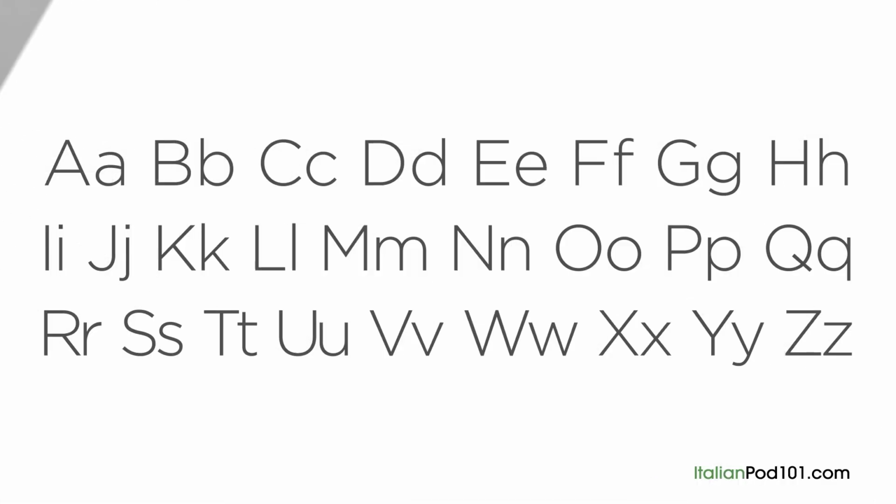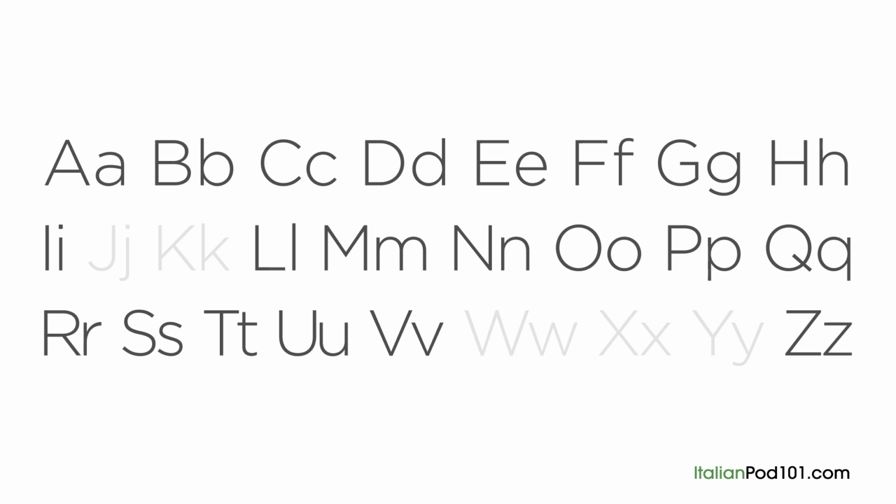Both English and Italian use the Latin alphabet. Unlike English, however, Italian only uses a select number of letters. The Italian alphabet has 21 letters. 5 of them are vowels and 16 are consonants. Compared to English's 26, you have 5 fewer letters to worry about. Missing are the letters J, K, W, X, and Y. They're all considered to be foreign letters in Italian, and are only used for words borrowed from other languages.